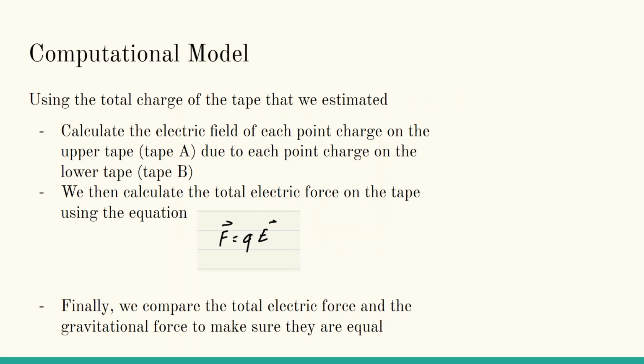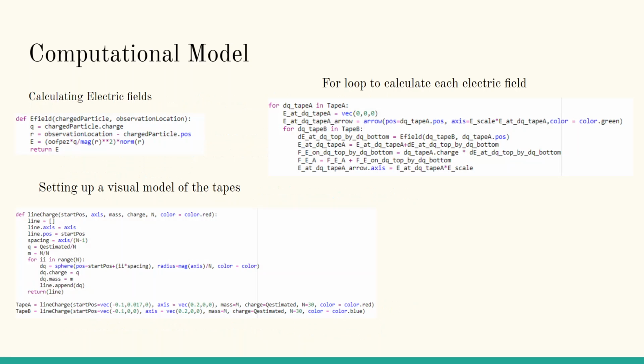Using our computational model, we can now calculate the electric field of each point charge on the upper tape due to each point charge on the lower tape. We then calculate the total electric force on the tape using this equation. And finally, we can compare the total electric force estimated by our computational model and the gravitational force to make sure that they are equal.